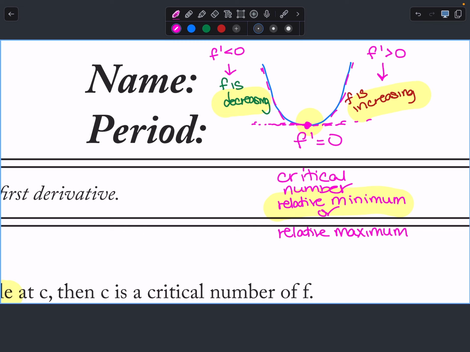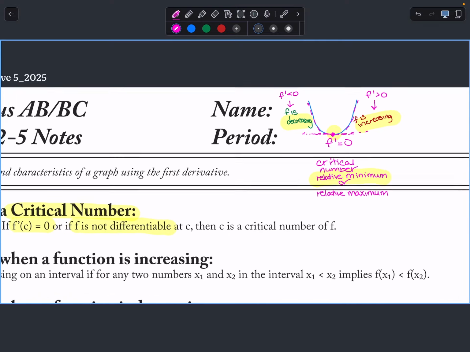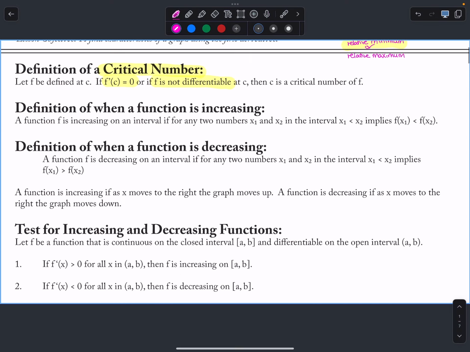So without graphing, if I remove the graph now, I could ask you, where's the function increasing? Where's the function decreasing? Where do I have a critical number? Where do I have a relative min or a relative max? And just by what our labels are right now, you should be able to tell me without graphing it. And that's the key. So I want to do all of this without graphing. Okay?